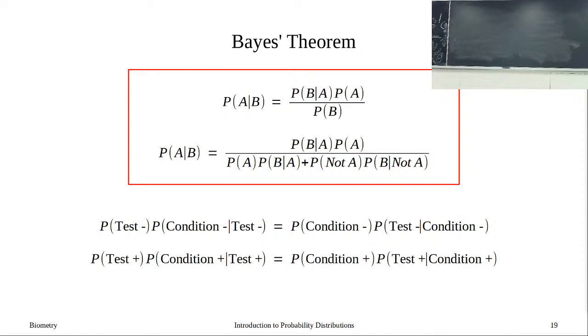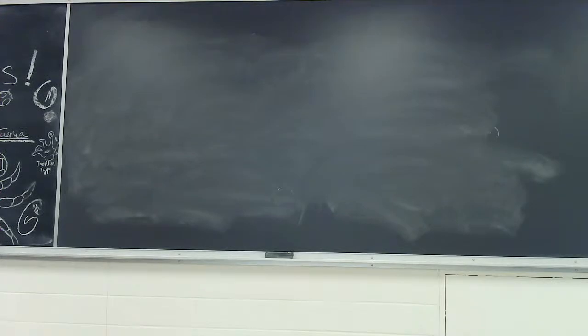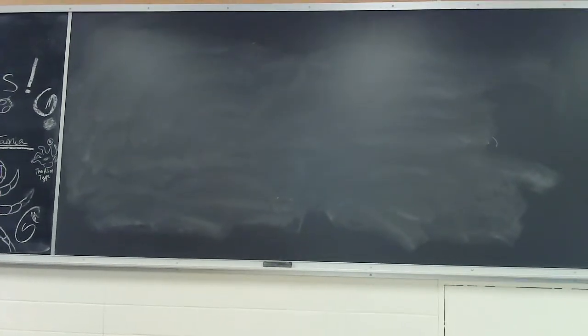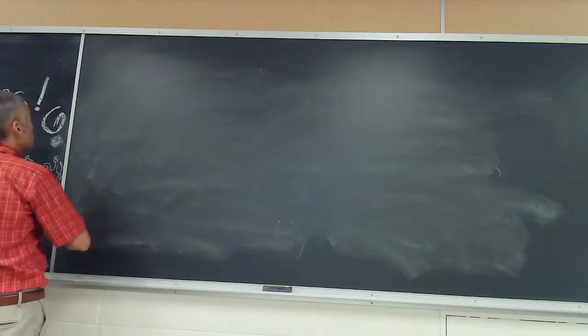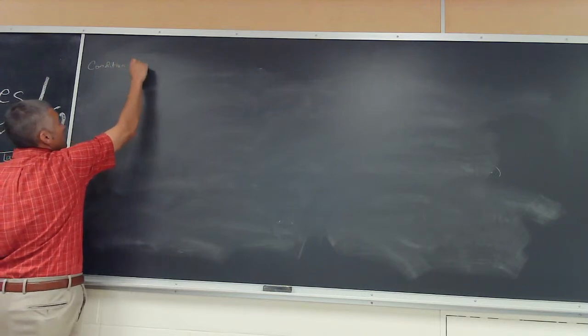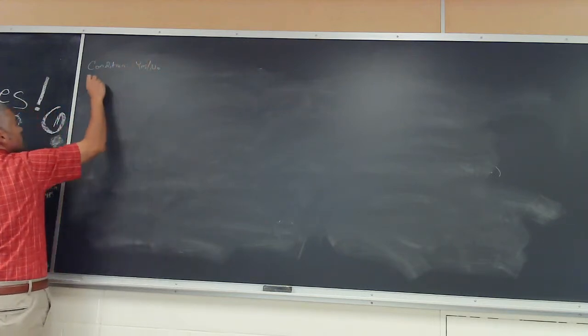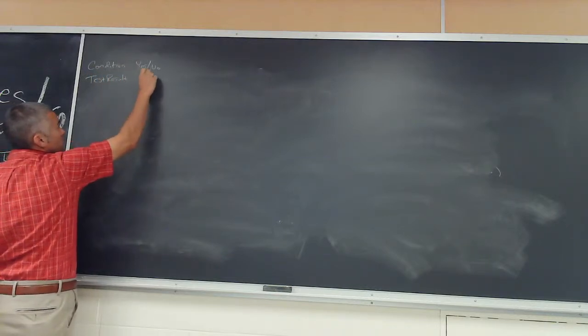I say know the box, but I think a slightly better way to know it is if we change it from A's and B's to our condition and the results of the test. So let's revise that equation so we can have it written down and then go on. Our condition will be either yes or no, and our test result will be either plus or minus.